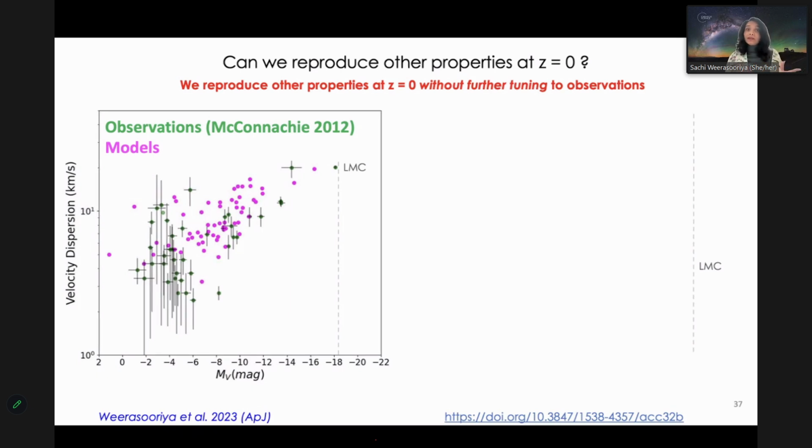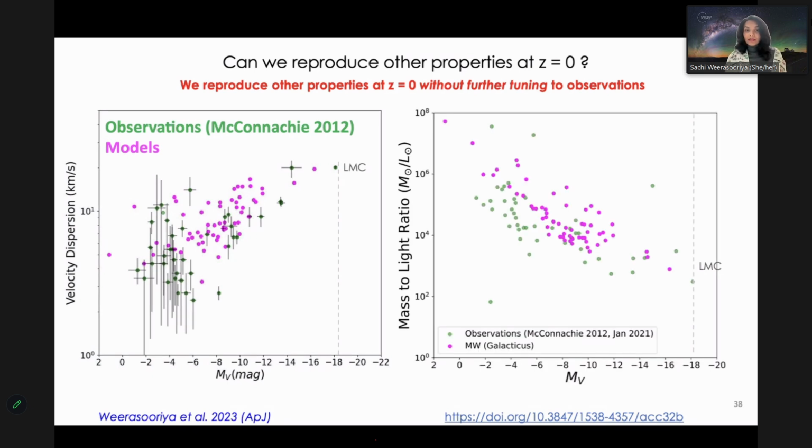So here you can see the velocity dispersion of these dwarf galaxies shown on the y-axis, and the absolute V band magnitude on the x-axis. Similar to previous plots, I'm showing the observations in green and models in pink. And we are able to reproduce these observations very well. Even the mass to light ratios, the ratio of dark matter halo mass to light produced in our models, agree with observations, which is amazing because we are not tuning our model to these two relations.